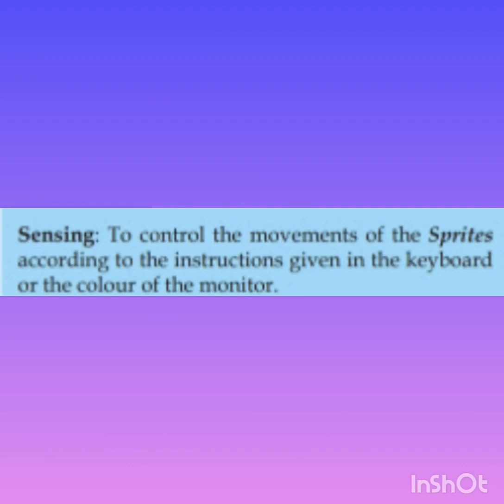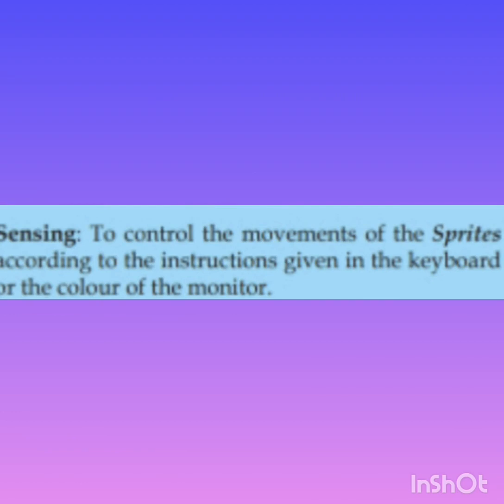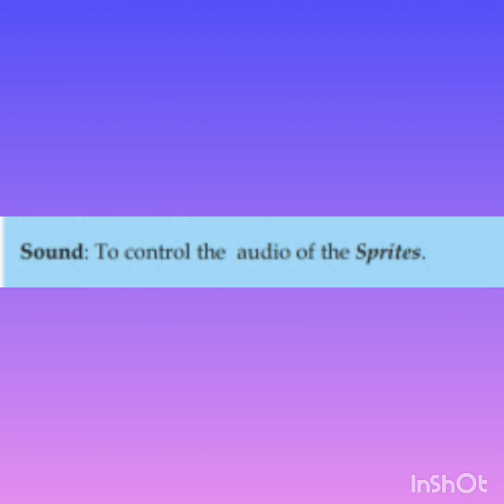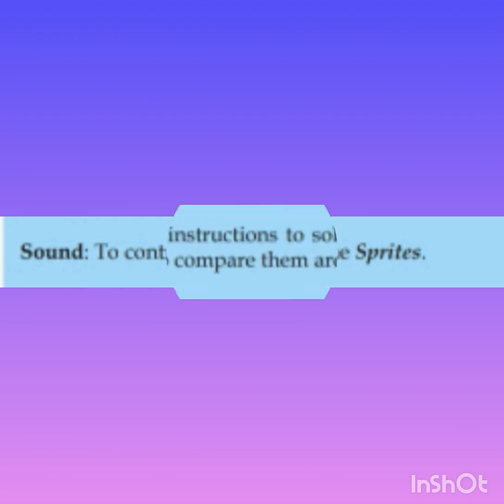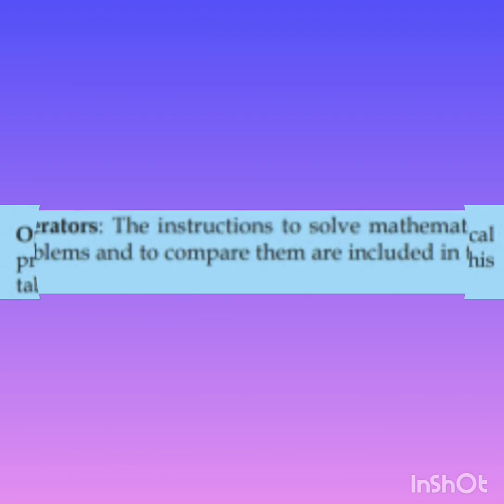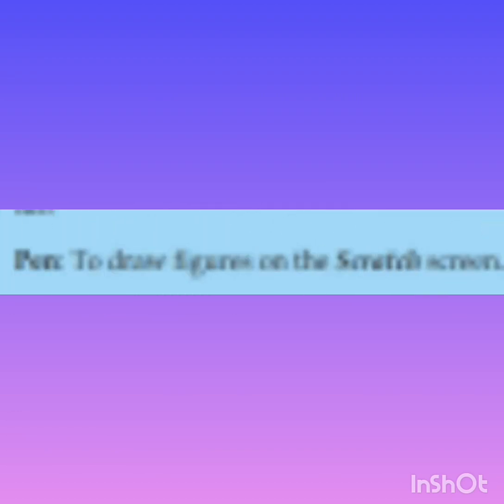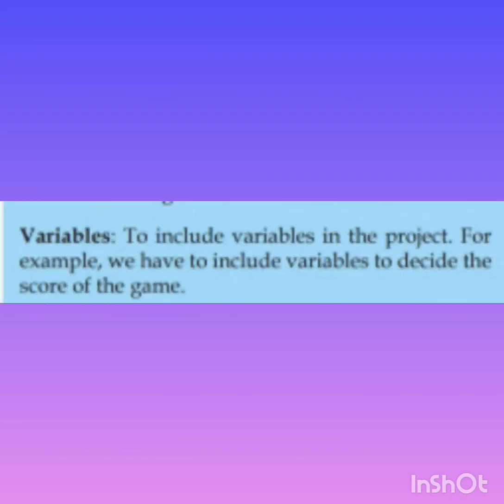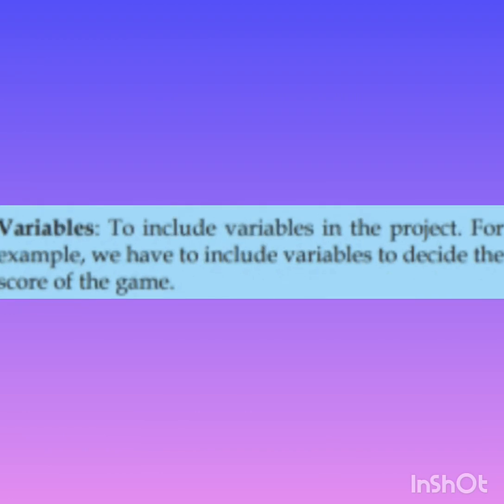Sensing, to control the movements of the sprites according to the instructions given in the keyboard or the color of the monitor. Sound, to control the audio of the sprites. Operators, the instructions to solve mathematical problems and to compare them are included in this tab. Pen, to draw figures on the Scratch screen. Variables, to include variables in the project. For example, we have to include variables to decide the score of the game.